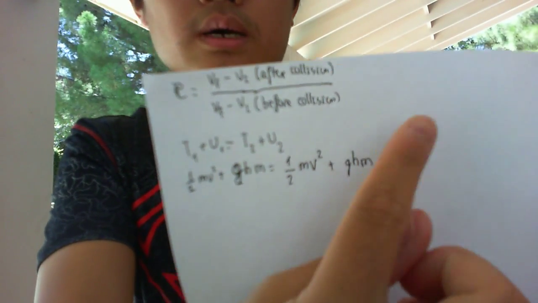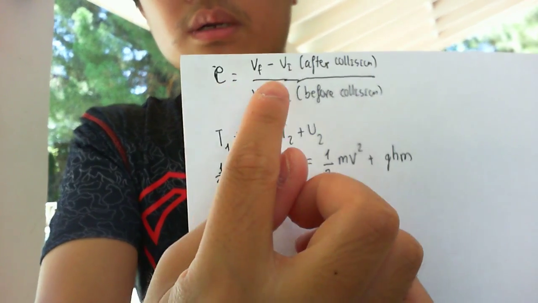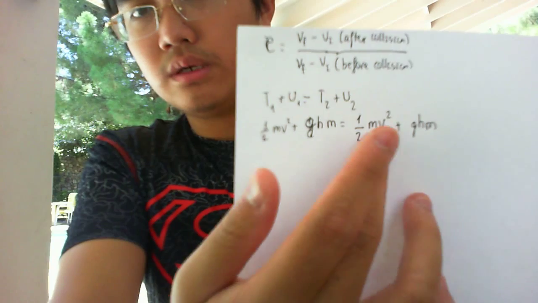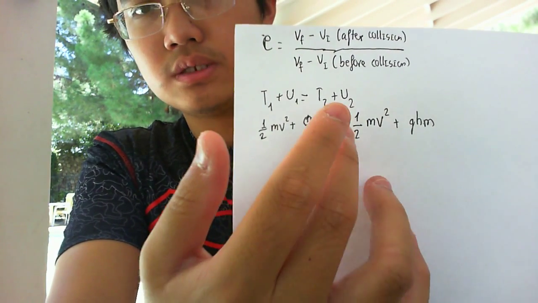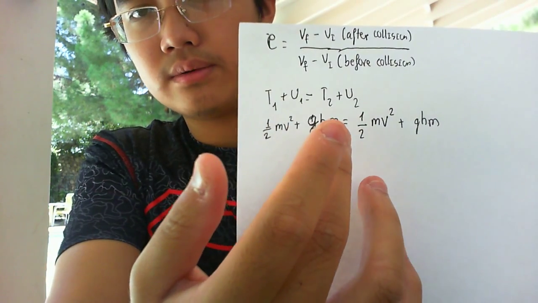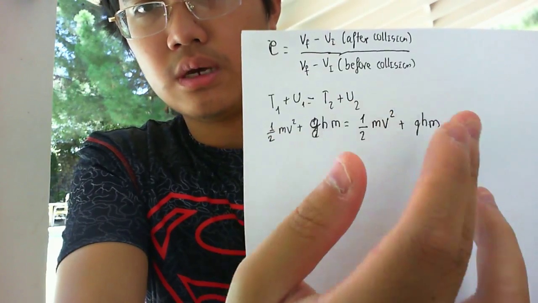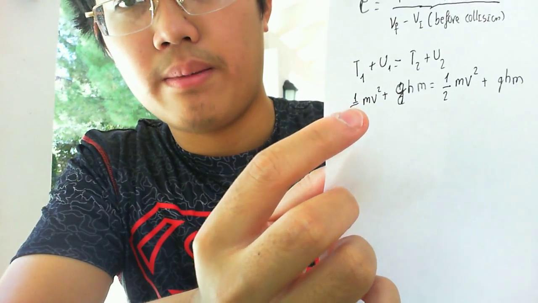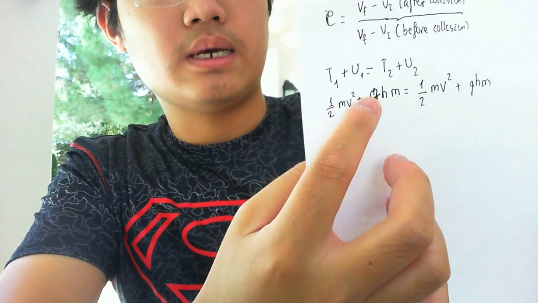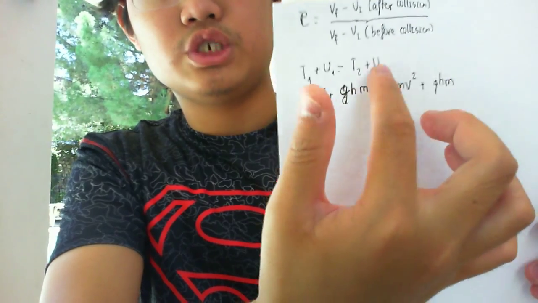So in order to determine the coefficient of restitution, we need to know the equation, which is this one right here. The first one is the equation of coefficient of restitution, stated that the relative speed after collision over the relative speed before collision, and also the equation for the principles of conservation of energy, stated that the sum of kinetic energy and potential energy before the ball hits the ground equals the sum of energy after the collision. And this is the equation for kinetic energy, which is 1/2 times mass times velocity squared, plus the potential energy, which is mass times gravity times height. And the same thing with the energy after the collision.